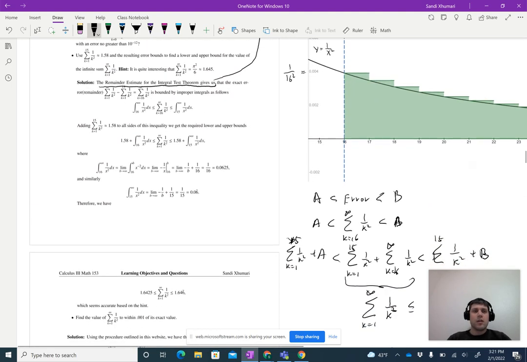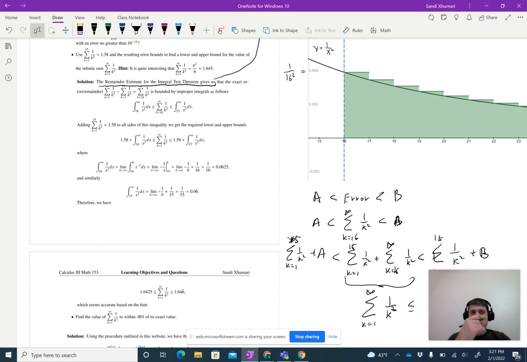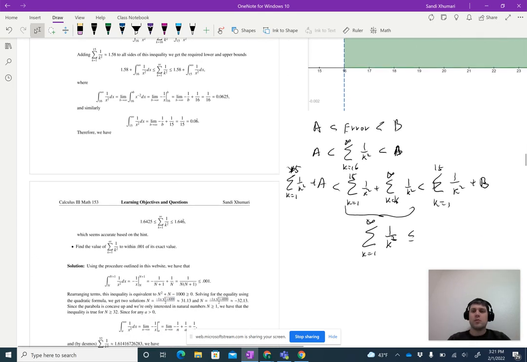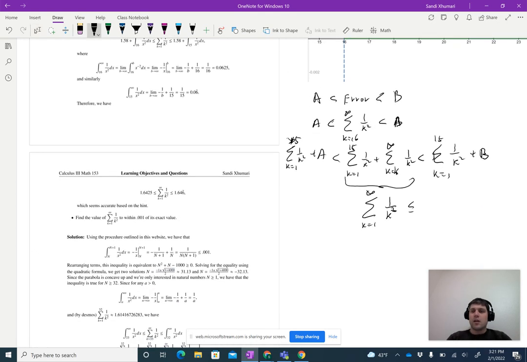We approximate that. We can do it with the computer. We can add the first 15 terms at 1.58. And this 15 is arbitrary, like it could have been 100 if we use the first 100 terms. This same method still applies. And so by adding this 1.58 to the A and the B, we have an upper and lower bound for our infinite sum.